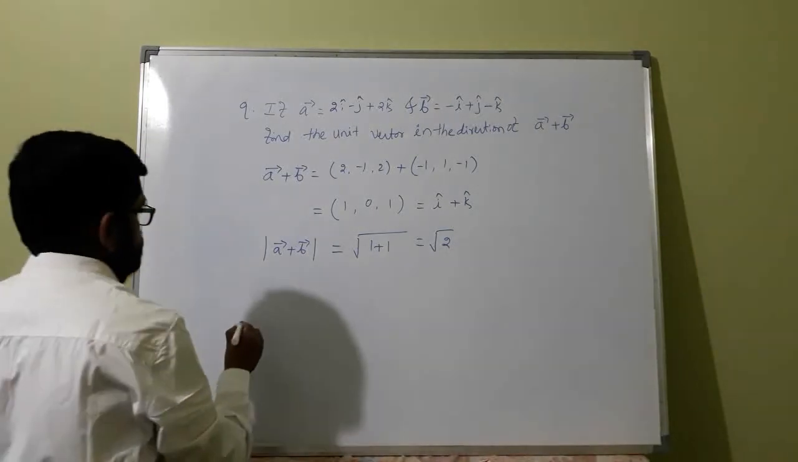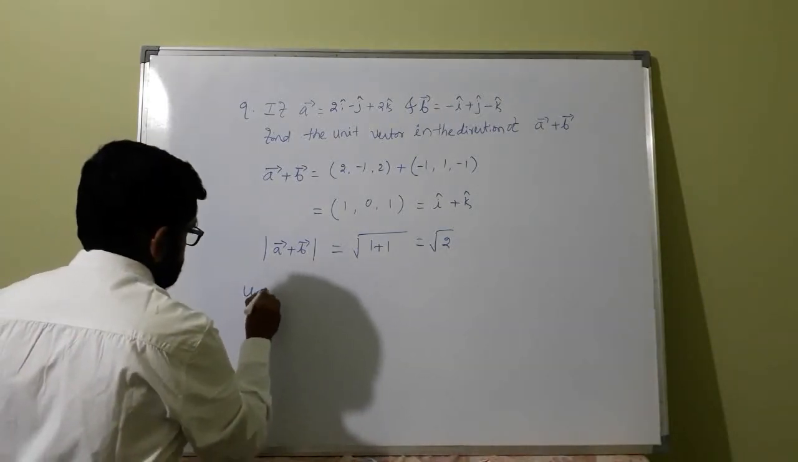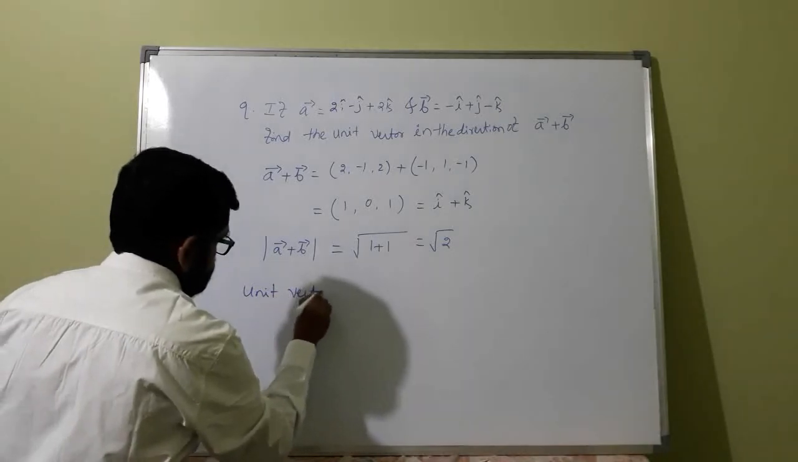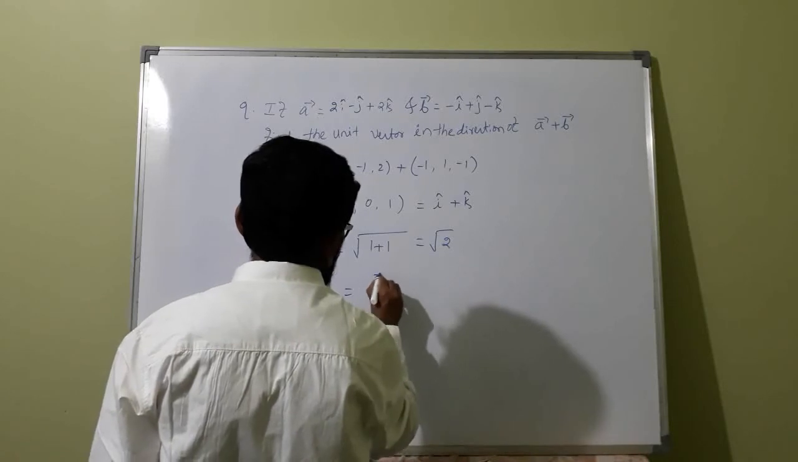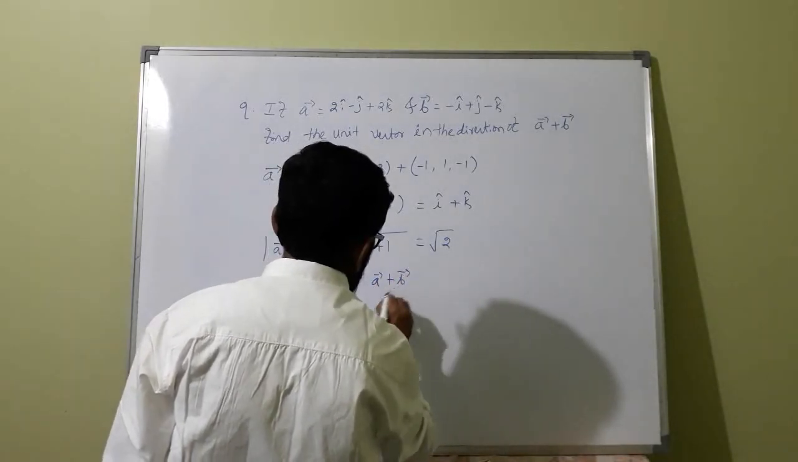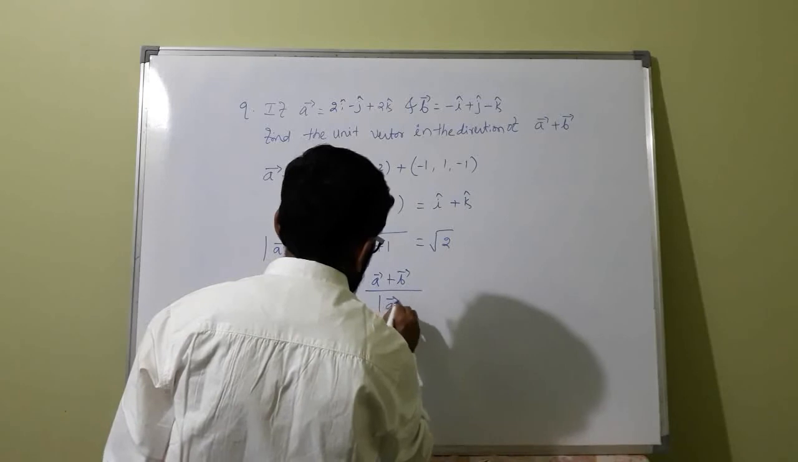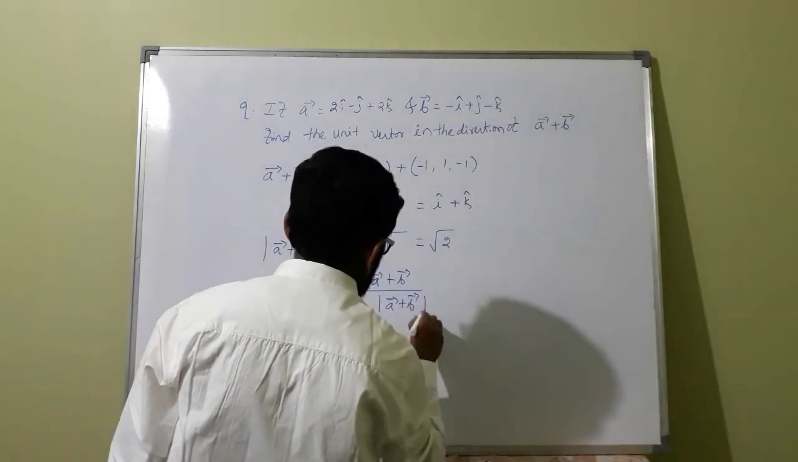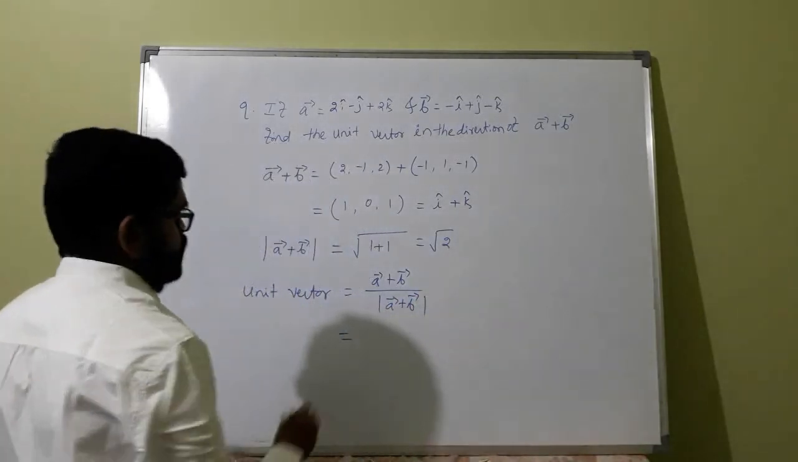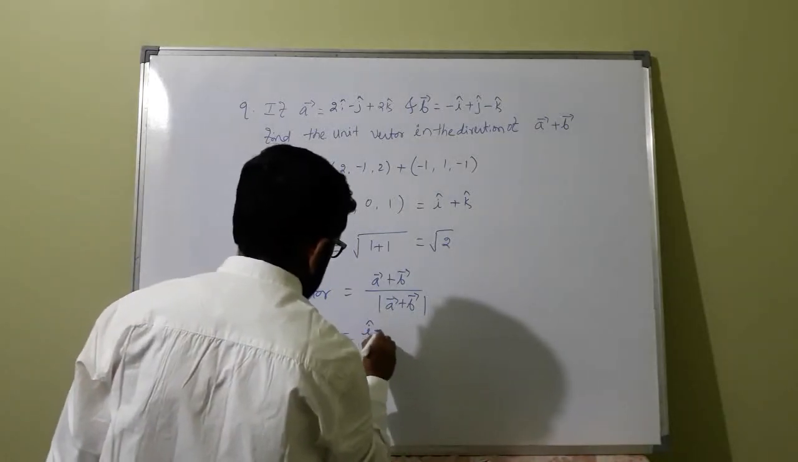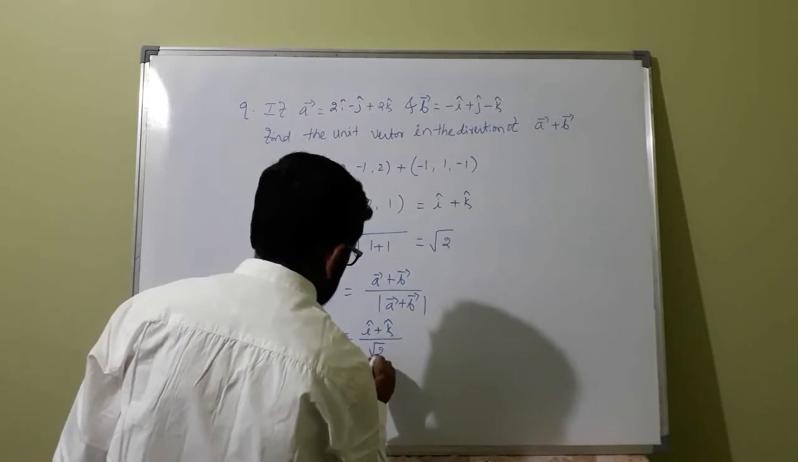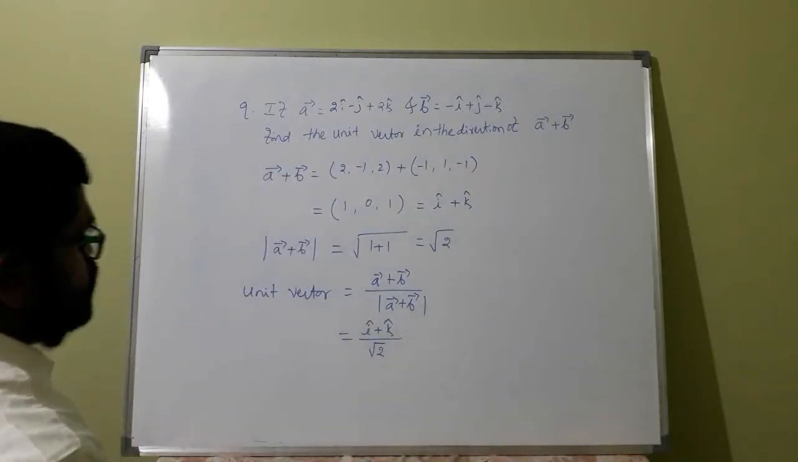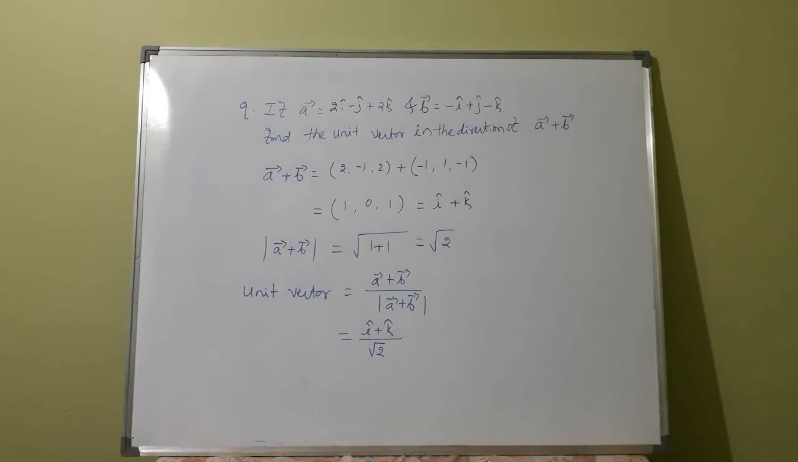Now the required unit vector is equal to A plus B divided by magnitude of A plus B. That is i plus k divided by root 2, or 1 by root 2 into i cap plus 1 by root 2 into k cap. You can write like that also.